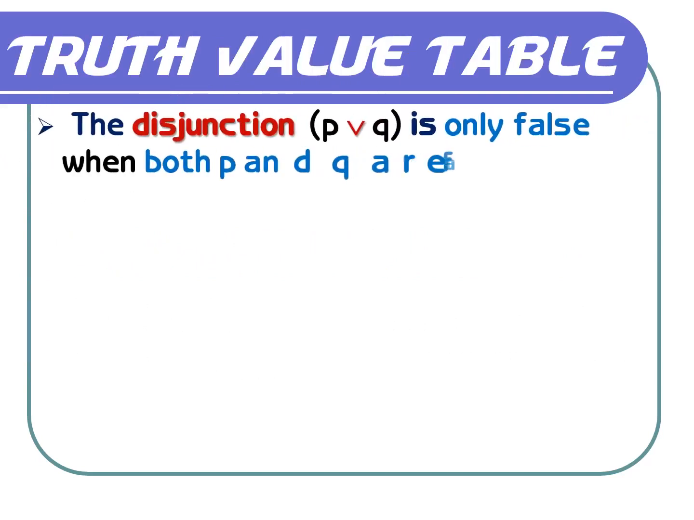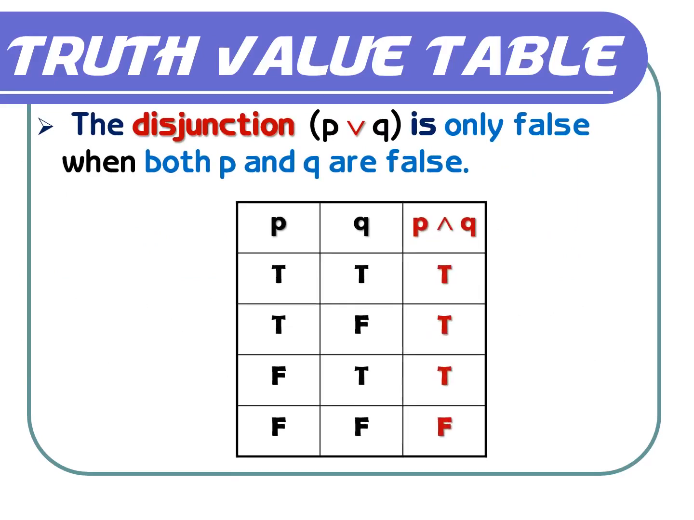So for the truth table of the disjunction, it is only false when both P and Q are false. For example, here the first statement is false and the second statement is also false, so the disjunction is false. But if one of the statements is either true or false, it is still true. Okay?